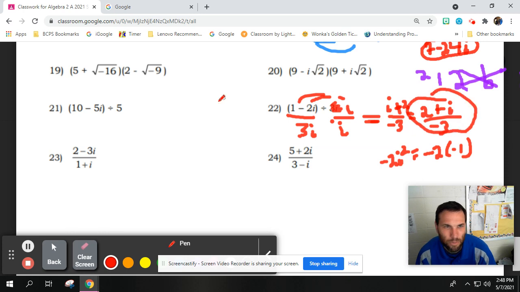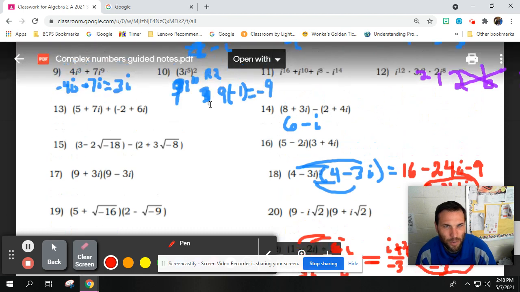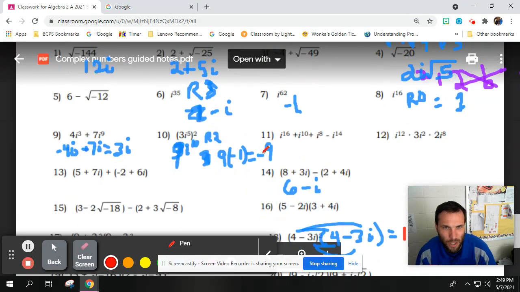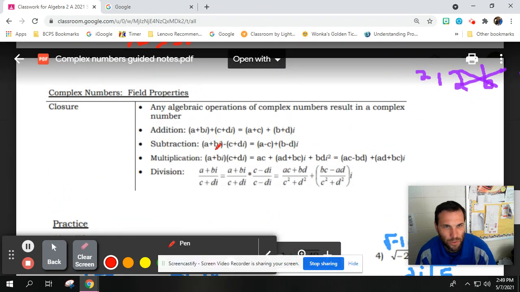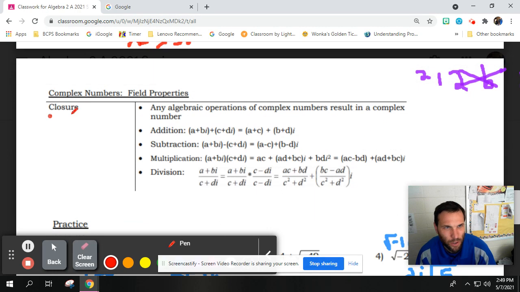That's it. Okay. So there's some helping problems. Here's all the rules right here. This word closure just means that it is a number and you can do anything you can with regular numbers. Also, it's commutative. 2i plus 3i is the same thing as 3i plus 2i, so they commute. And all the other properties, identity property and reflexive property, all that counts towards it also.